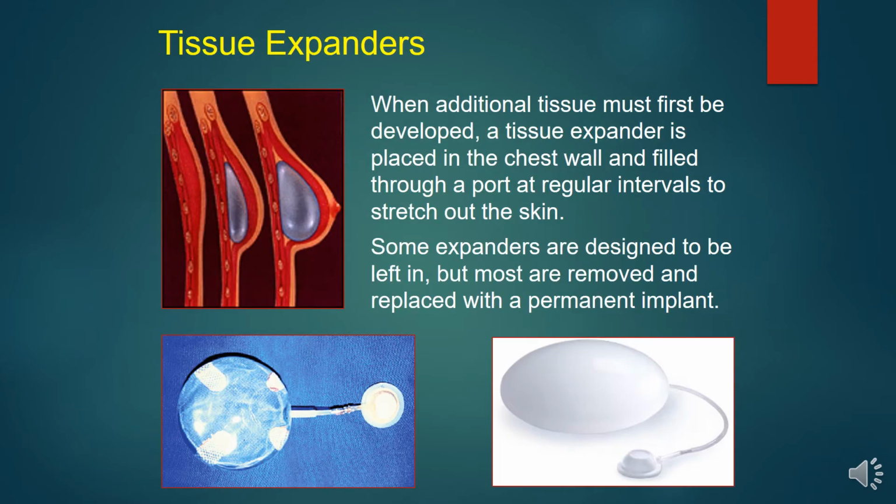Tissue expanders are used when additional tissue must be developed. A tissue expander is placed in the chest wall and filled through a port at regular intervals to stretch out the skin. Some expanders are designed to be left, but most of them are removed and replaced with a permanent implant.